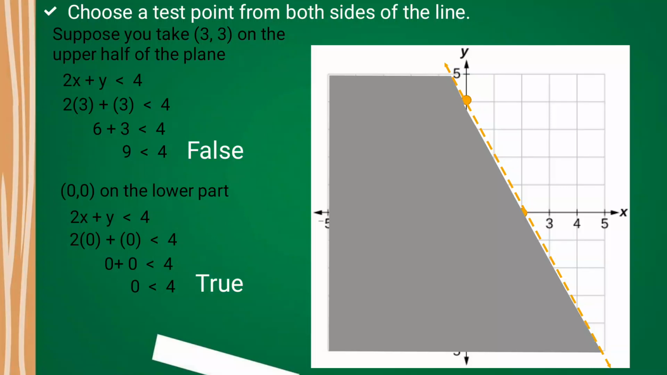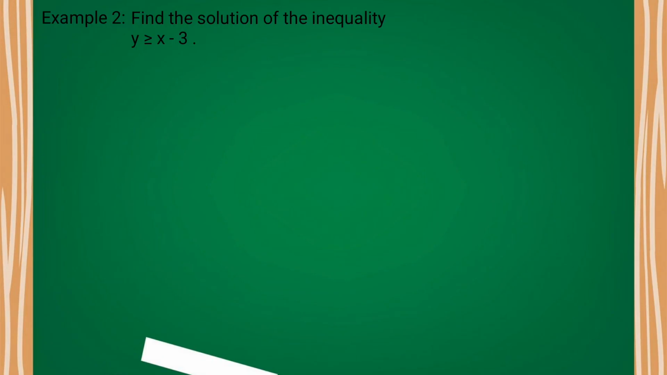Okay po. Next, let us have our example number 2. Find the solution of the inequality y is greater than or equal to x minus 3. So, kagaya po kanina sa example number 1, same process po. So, all we have to do is to rewrite this inequality into equation, which is y is equal to x minus 3. Palitan lang po yung symbol. Yung kaninang greater than or equal, palitan natin ng equal sign. Next po, let x is equal to 0 para mahanap natin o masolve natin si x and y intercepts.